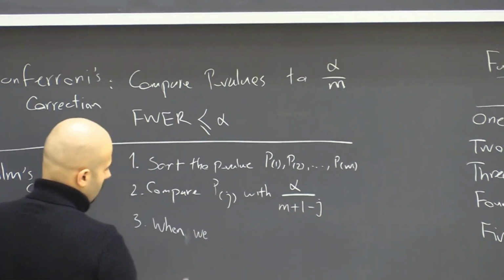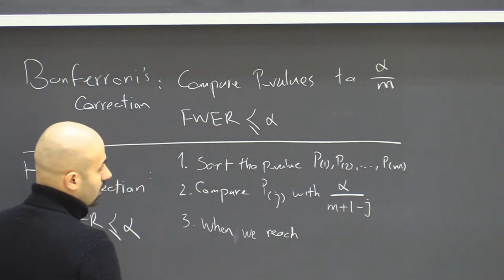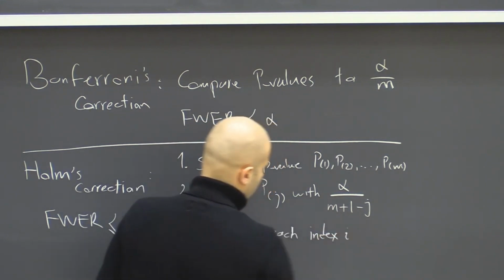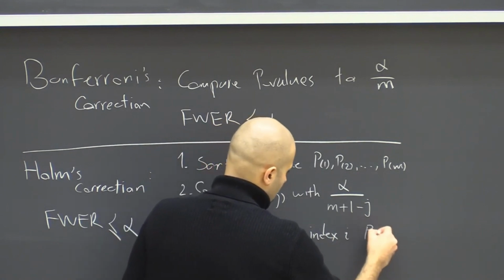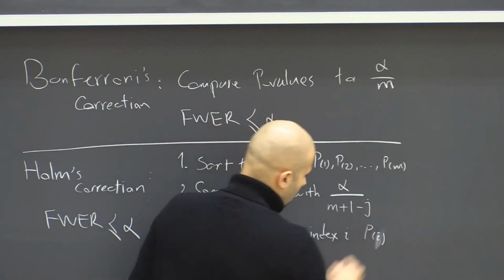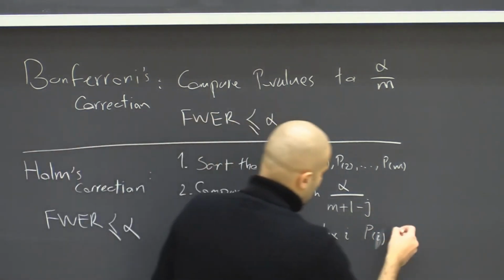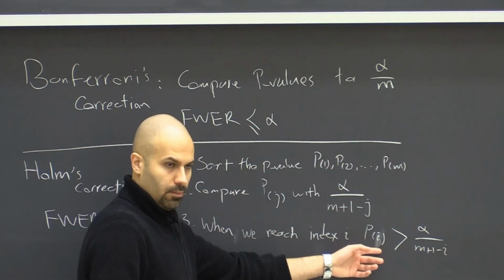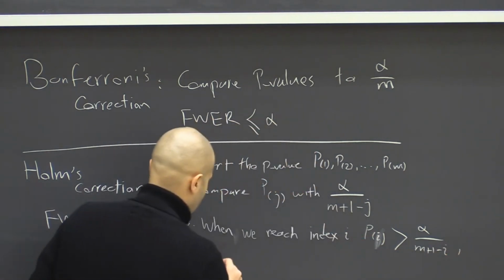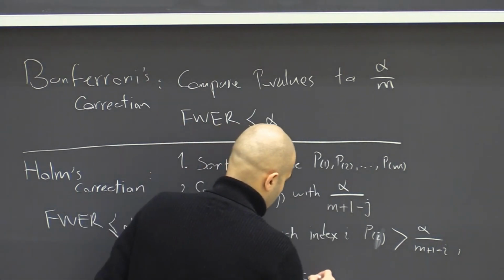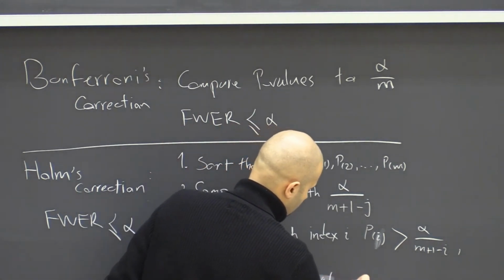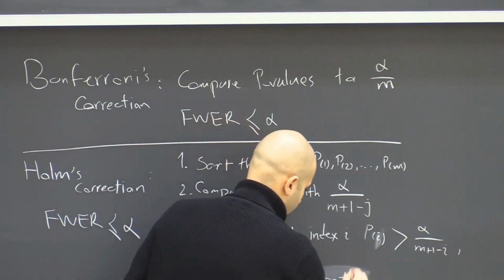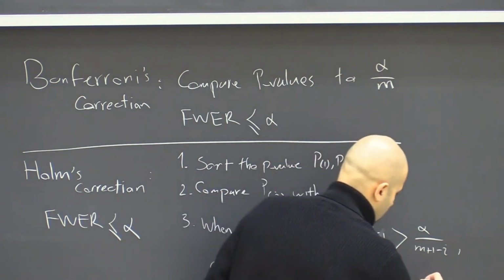Then when we reach some index, let's say index I, where we fail to reject, which means p-value I is larger than alpha over m plus 1 minus I. When we reach a comparison that is failed to reject, then all remaining p-values, or all remaining hypothesis tests, are failed to reject.